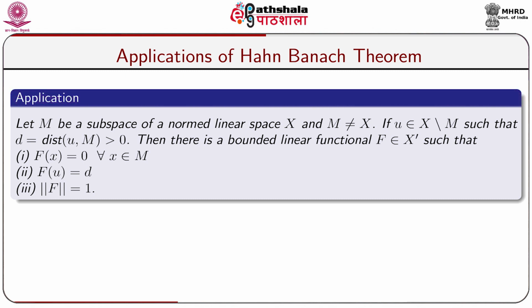If u belongs to X minus M, that means u is not an element of capital M, such that d is equal to distance of u comma M, having the restriction that d is greater than 0. Then there is a bounded linear functional capital F belonging to X dash, the first conjugate space, rather the first dual of capital X, such that f of x is equal to 0 for all x belongs to capital M, f of u is equal to d, and third, norm of f is equal to 1.